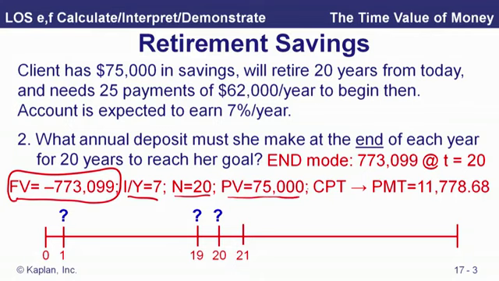And then compute the payment and find out that the deposit to reach this $773,099 that we need to make each year, $11,778.68. So that's how we broke that down in two pieces. First, how much do we need at retirement? And secondly, okay, given how much we have now, how much do we have to save each period to reach that retirement goal? So that's one of the uses we have for this time value of money calculation technique.